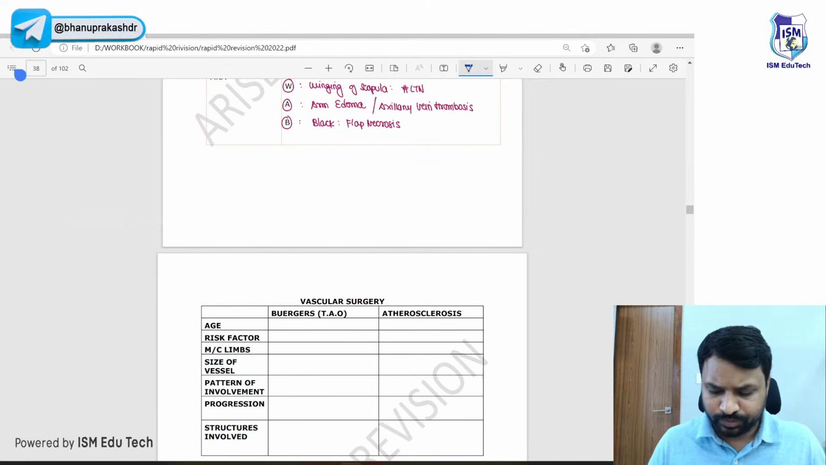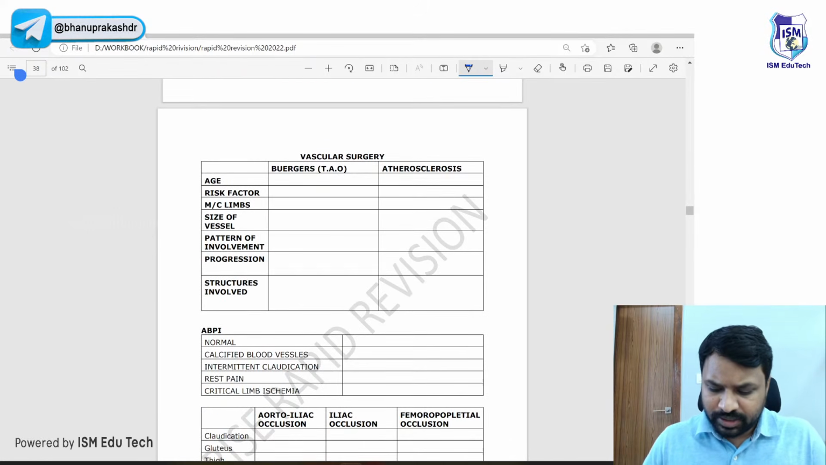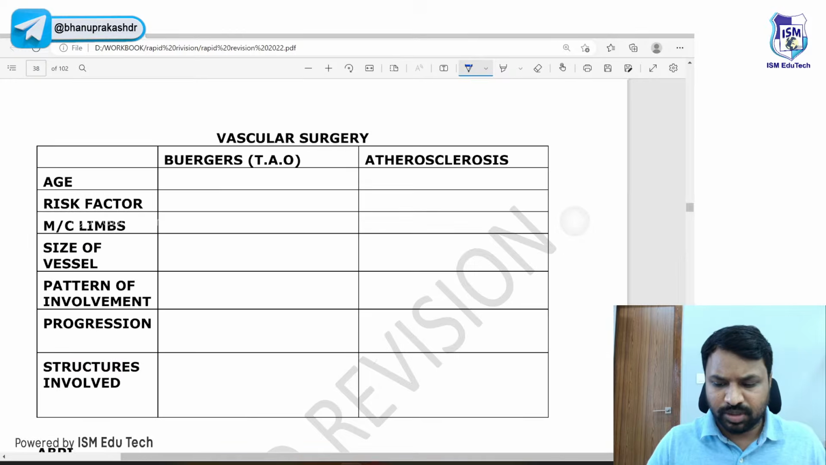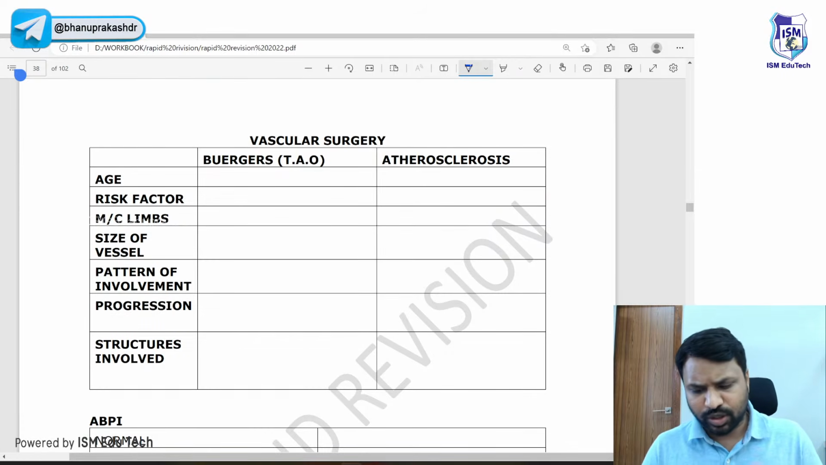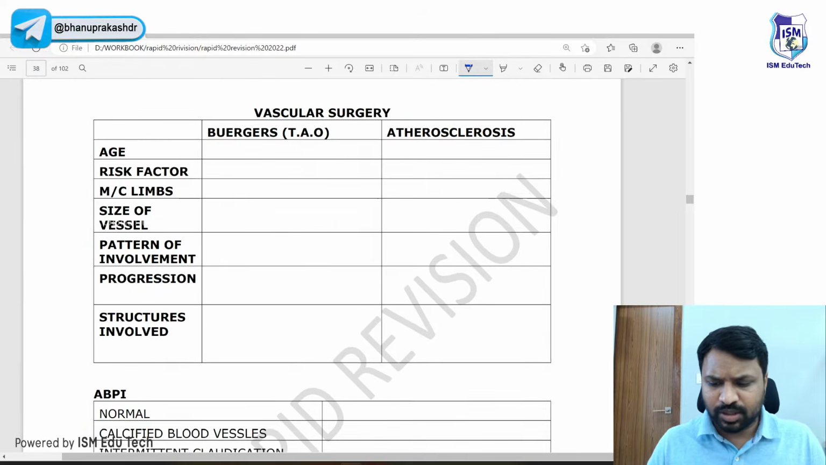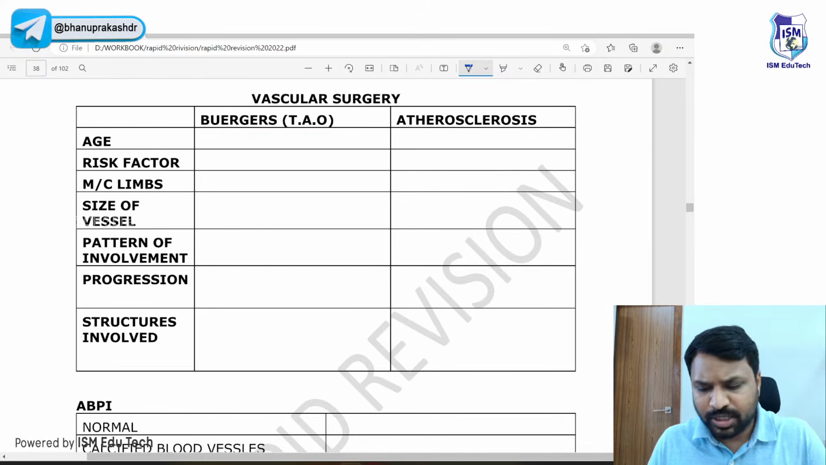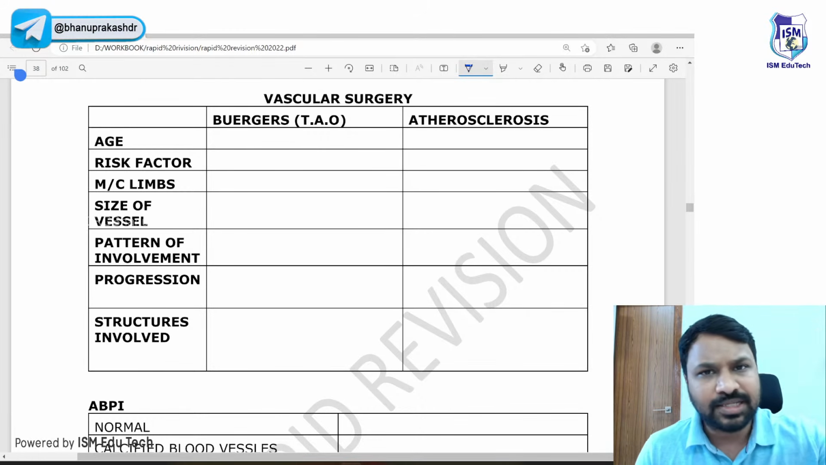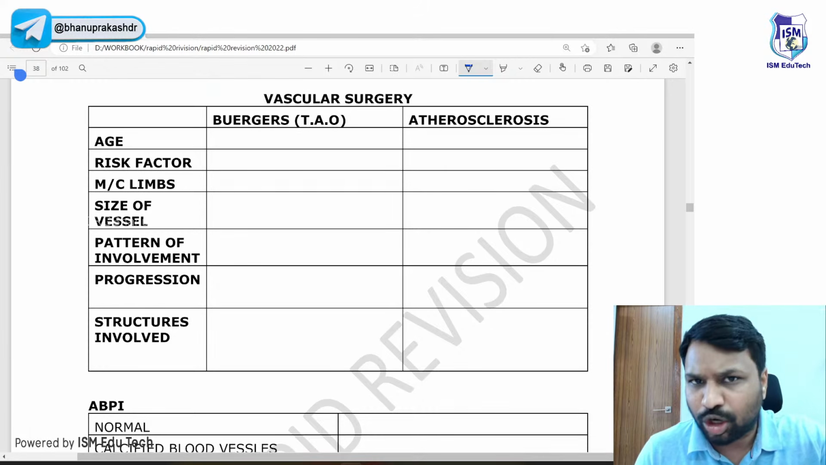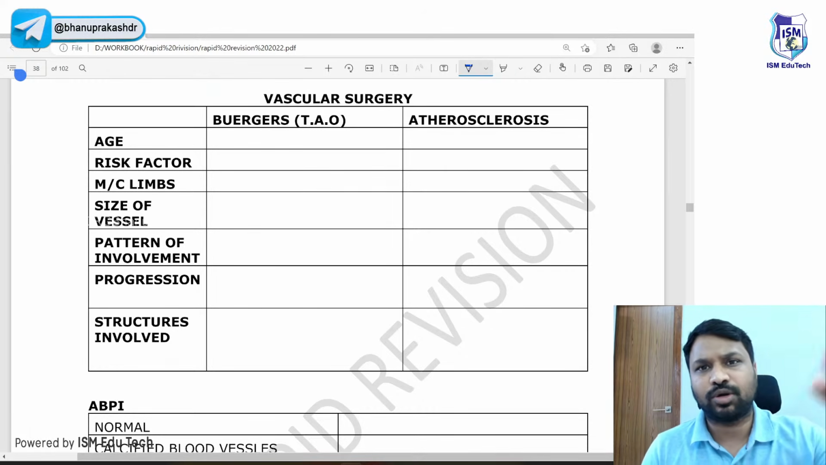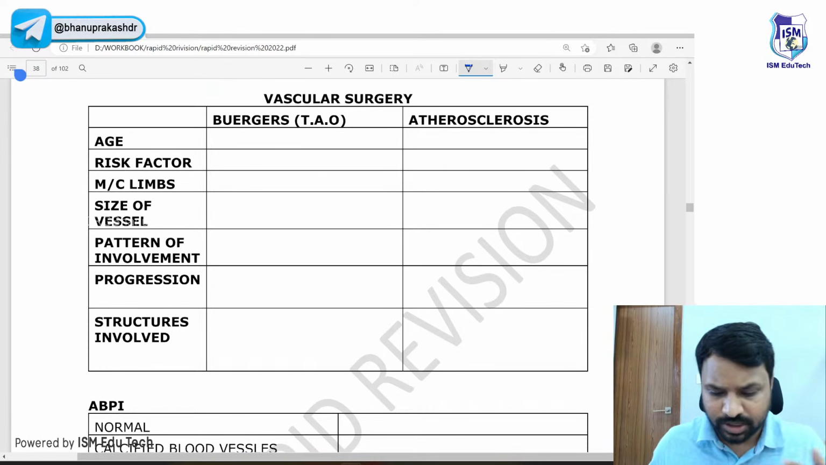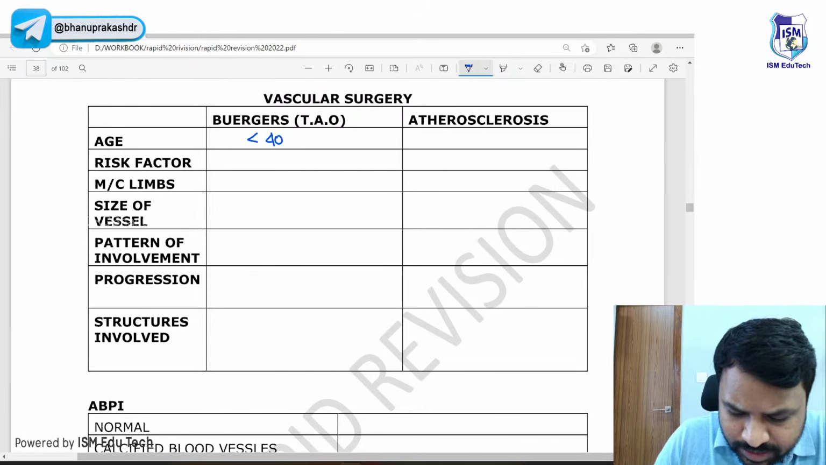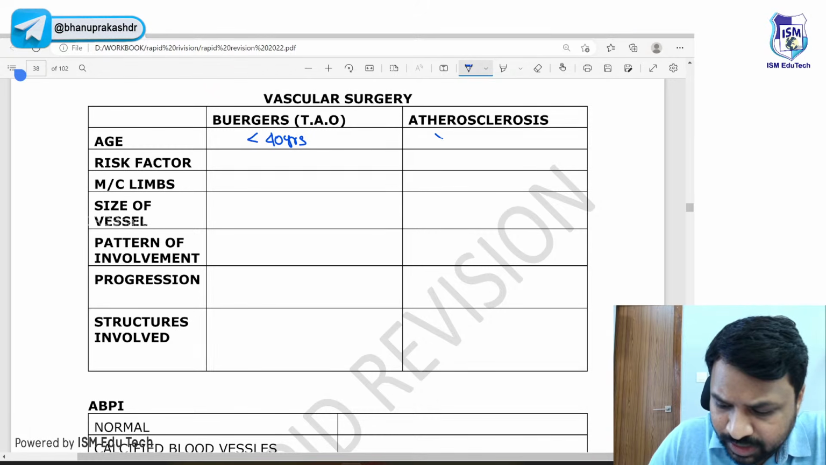Okay? So now in vascular surgery, they can ask you two important aspects. One is Buerger's disease, another one is atherosclerosis. Everybody knows it. Buerger's is also called thromboangiitis obliterans, because see, the word is so beautiful, no? Thromboangiitis obliterans. Angiitis is inflammation. Because of that, there is a thrombus, and that thrombus is occluding the blood vessel. Now, when you talk about Buerger's, every patient will present to you under 40 years.